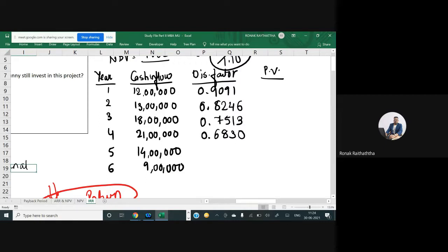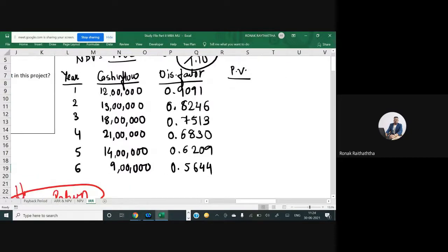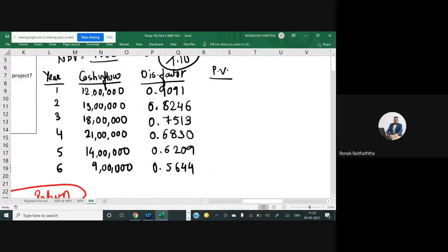Is everyone getting the same answer? Please check it out. 6209. 6209. And the last one. 5644. 5644. Others may cross verify this, please, everyone. If you find any significant difference, please let me know quickly.